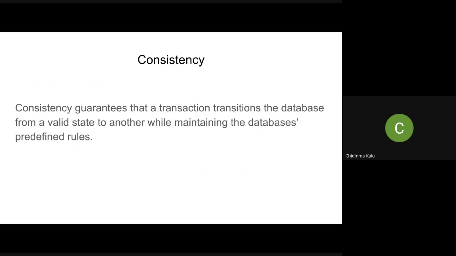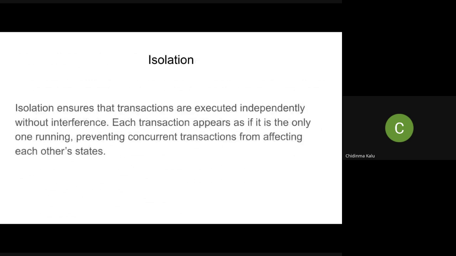Consistency guarantees that a transaction transitions the database from one valid state to another, while maintaining the database's predefined rules. I don't know if this is something we've come across, but of the ACID guarantees, consistency is really the only one that falls on the application, not really the database. I mean, the database and the application work together to guarantee consistency, but it falls more on the application. I just wanted to mention that.